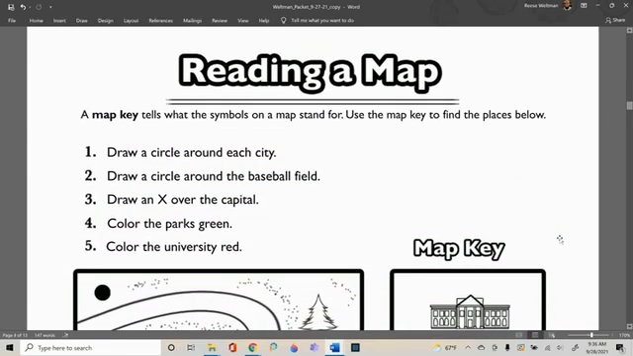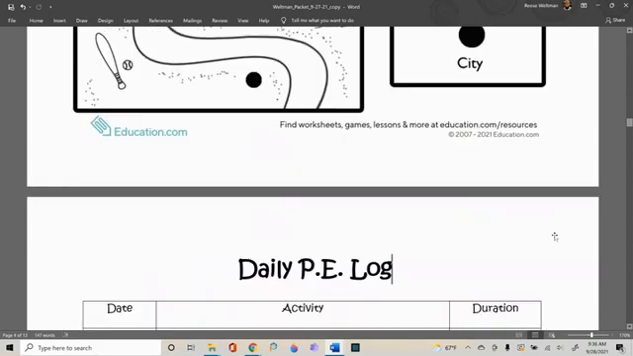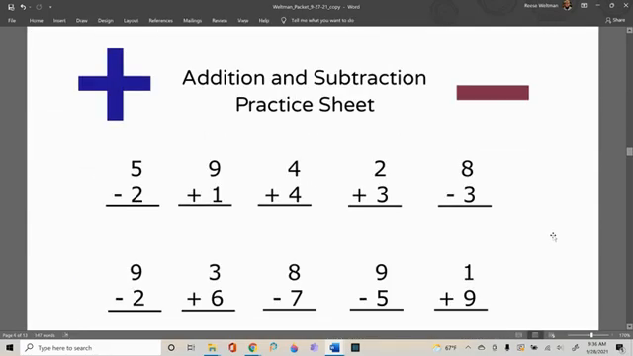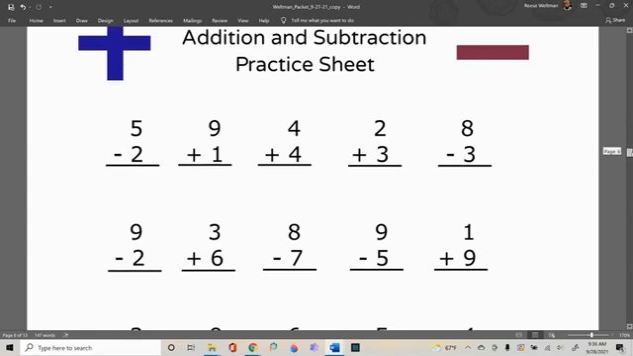And then, of course, there's also some map work to do today. And the PE log, that's for every day as well. So that's just logging all the work that you do when you're outside playing or running around, okay? So that'll count as your PE for this week.